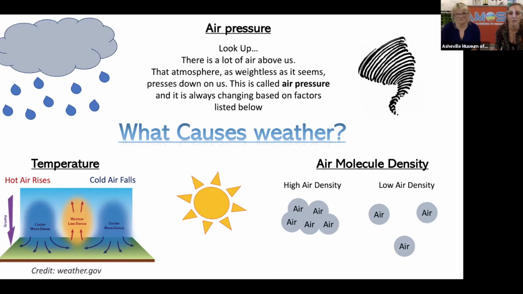You don't really see much, but there's actually a lot of air above us, right? And that's what our atmosphere is. So as weightless as it seems, it's actually pressing down on us. And that's why you might hear the word air pressure. So that's that atmosphere and that air above us that's actually pressing down on us. And that's always changing based on the factors that Miss Meg was mentioning. So our air pressure is going to change all the time because of our temperature and because of air molecule density.